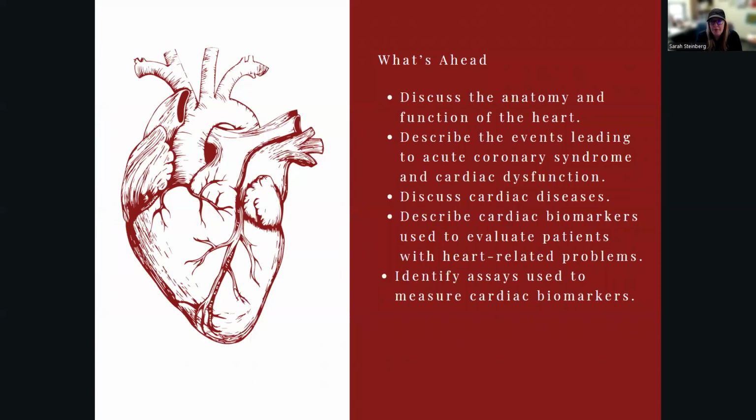So we're going to go ahead and jump around in the first two pages of the chapter. I want to go over the introduction of the chapter in a way that will really help you focus your attention and then what to pay attention to. So you guys can look at what's ahead in this chapter. We're going to discuss the anatomy and function of the heart, describe the events leading to an acute coronary syndrome and cardiac dysfunction, discuss cardiac diseases, describe cardiac biomarkers used to evaluate our patients with heart-related problems, and identify assays that are used to measure cardiac biomarkers.